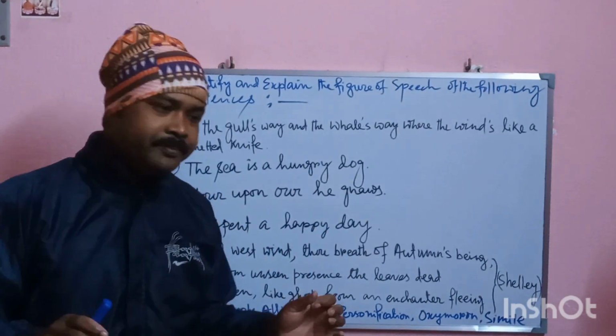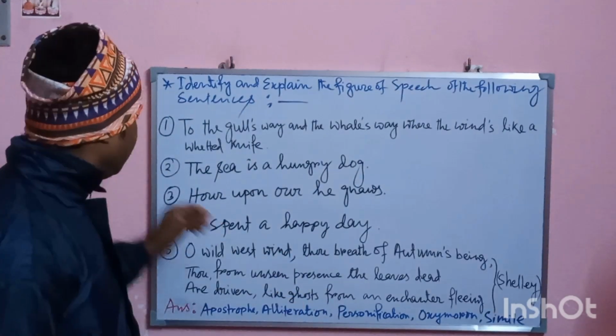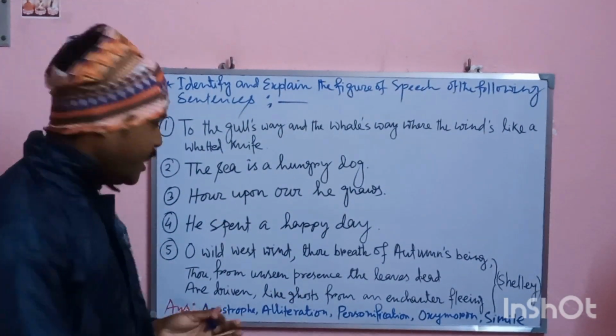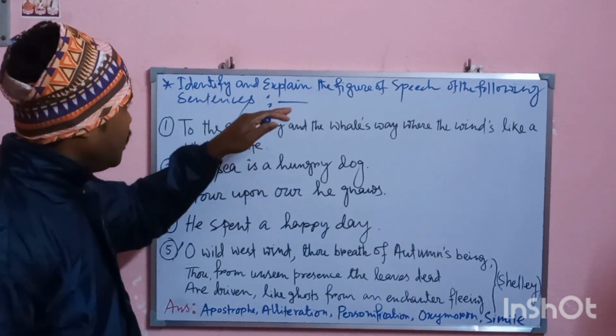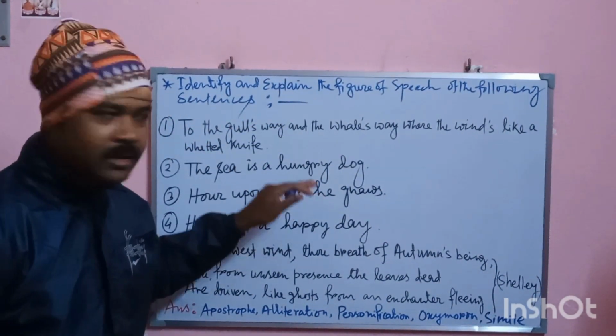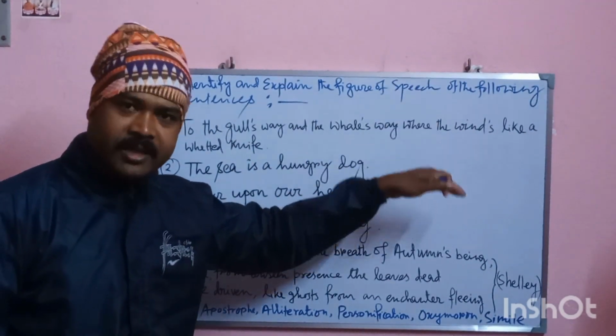So first, here I have already written 4 sentences and 1 passage. So we will first identify the figure of speech, then move on to its explanation.